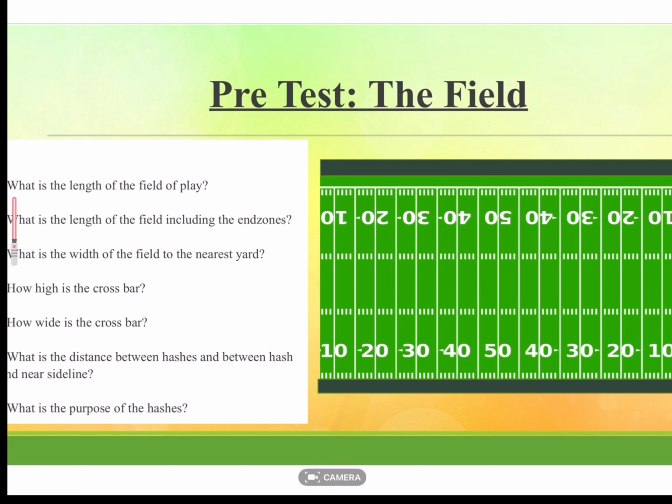Okay, so number 1, what is the length of the field of play? Number 2, what is the length of the field including the end zones? Number 3, what is the width of the field to the nearest yard? Number 4, how high is the crossbar? Number 5, how wide is the crossbar? Number 6, what is the distance between hashes and between hash and near sideline? And number 7, what is the purpose of the hashes?